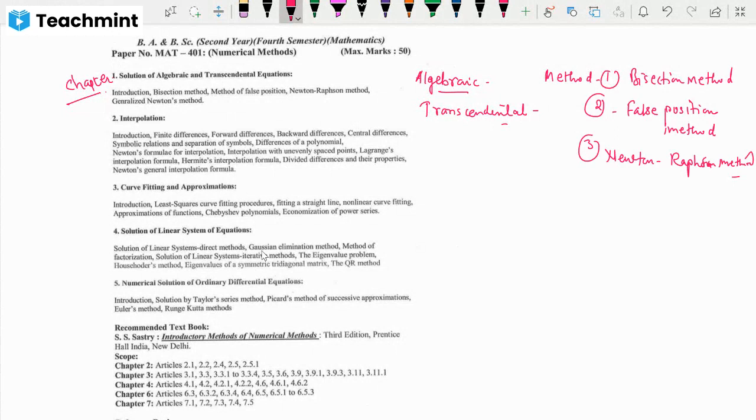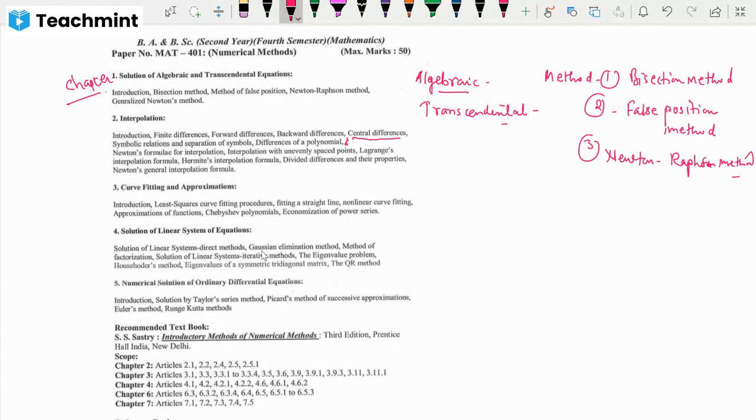The second chapter is interpolation. This is a totally different chapter. In this chapter, we'll see the definition of interpolation, and extrapolation too. So what is interpolation and what is extrapolation? We'll see the definitions in short. After that, there is the definition of finite differences. There are many finite differences: forward difference, backward difference, shifting operator, and Newton's divided difference. We'll see finite differences, for example forward differences, backward differences, central differences. Actually, central difference is not there; by mistake it is listed. And symbolic relations and separation of symbols, differences of a polynomial.